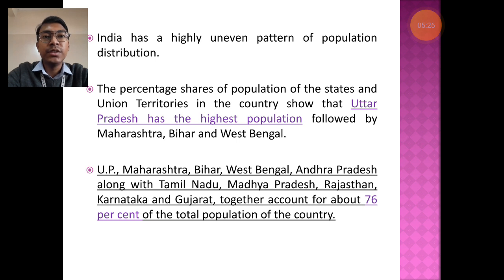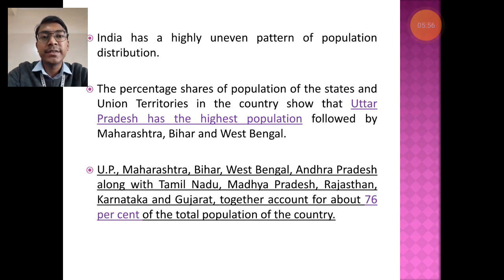Okay, so the population of our country is not equally distributed, and there is some regional variation in the distribution of population. There are some states or union territories where the concentration of population is much higher, whereas there are some regions or states where the concentration of population is very low.